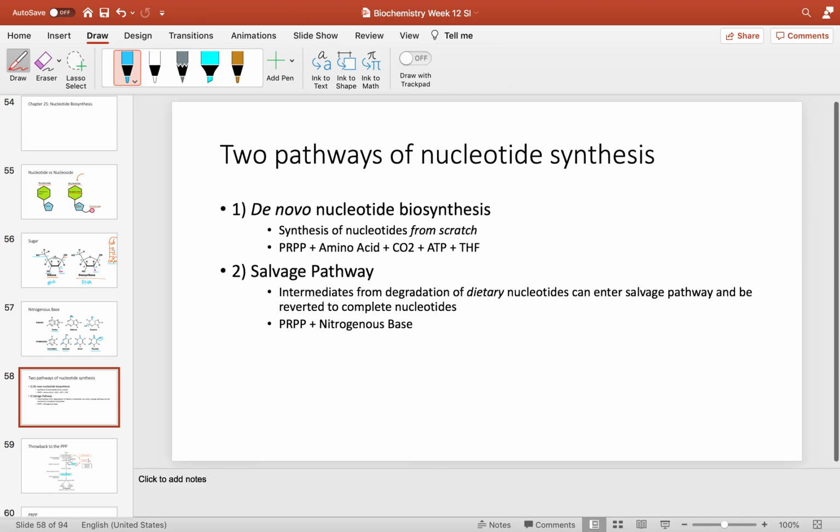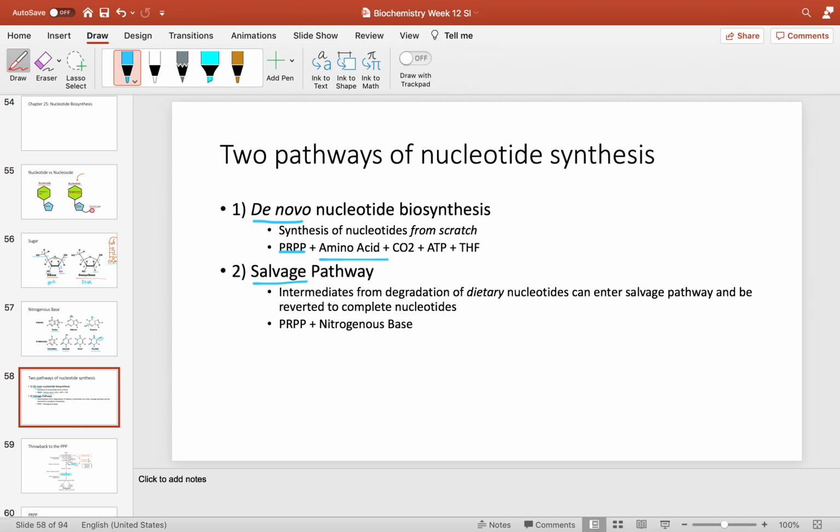Alright, so now that we got the basics out of the way, there are two main classes of pathways we'll learn about. The first is the de novo pathway, and the second is the salvage. So de novo means essentially from scratch. You're creating these nucleotides out of single carbon fragments and amino acids. So amino acids and PRPP, which we'll later see what that is, but that's de novo.